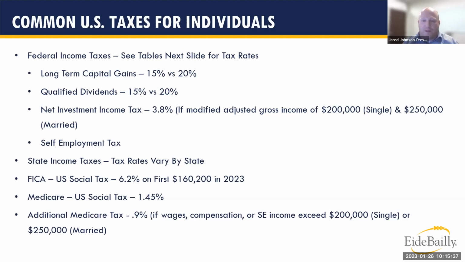State taxes are hugely important, especially when you start talking domicile issues. We've already talked about the U.S. social taxes, which are FICA and Medicare taxes, and what those rates are. The FICA is capped at $160,200 of income. The Medicare is unlimited at 1.45%. There's an additional Medicare tax of 0.9% if your wages, or self-employment income, exceed certain threshold amounts. So there's that additional 0.9% there.